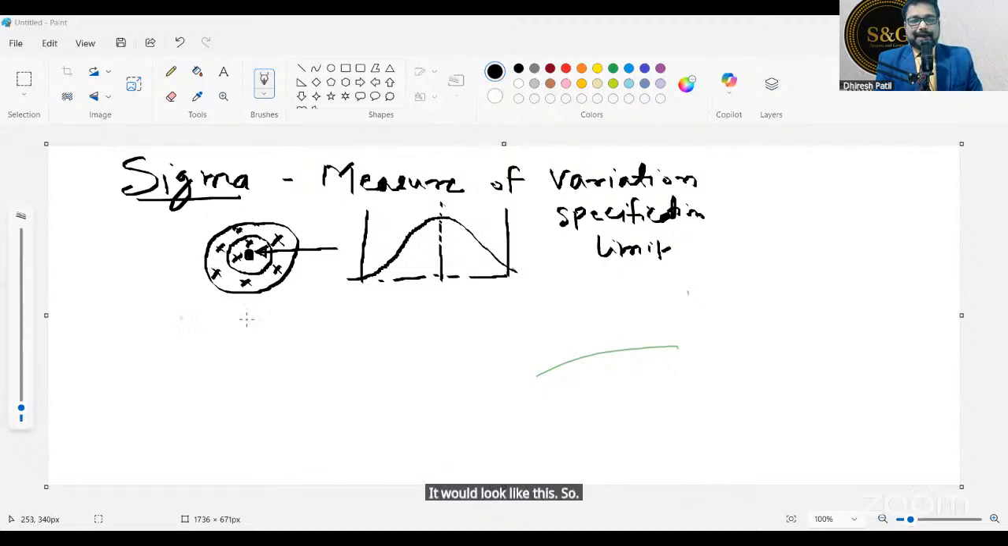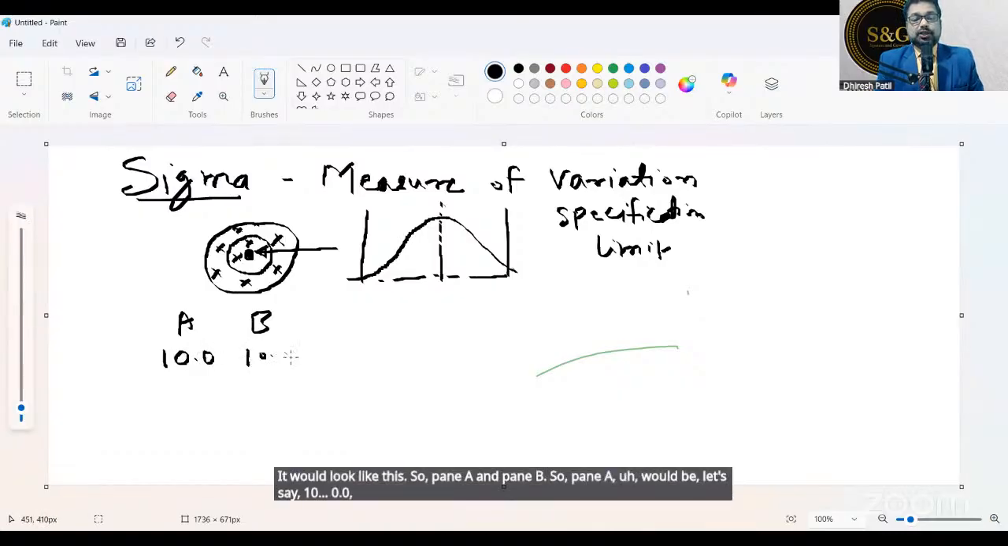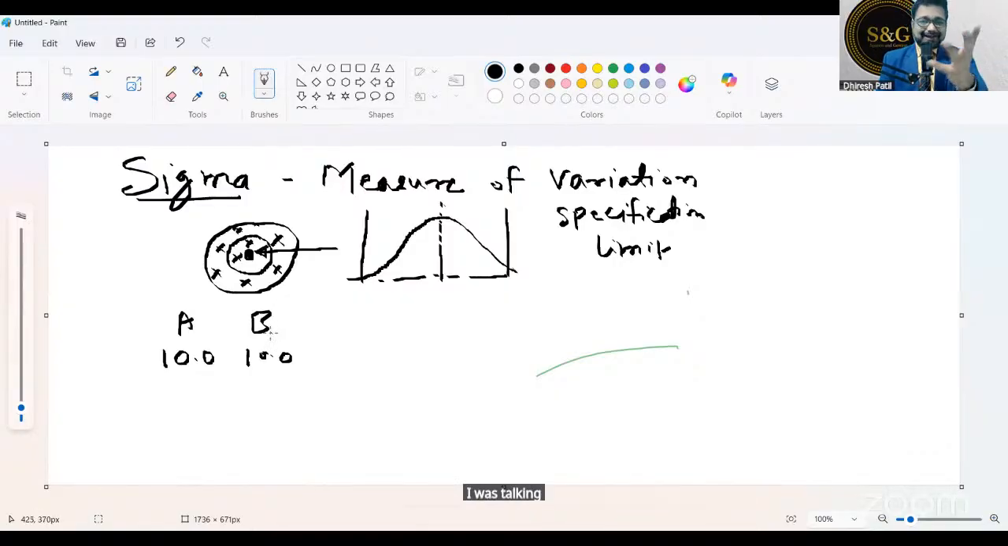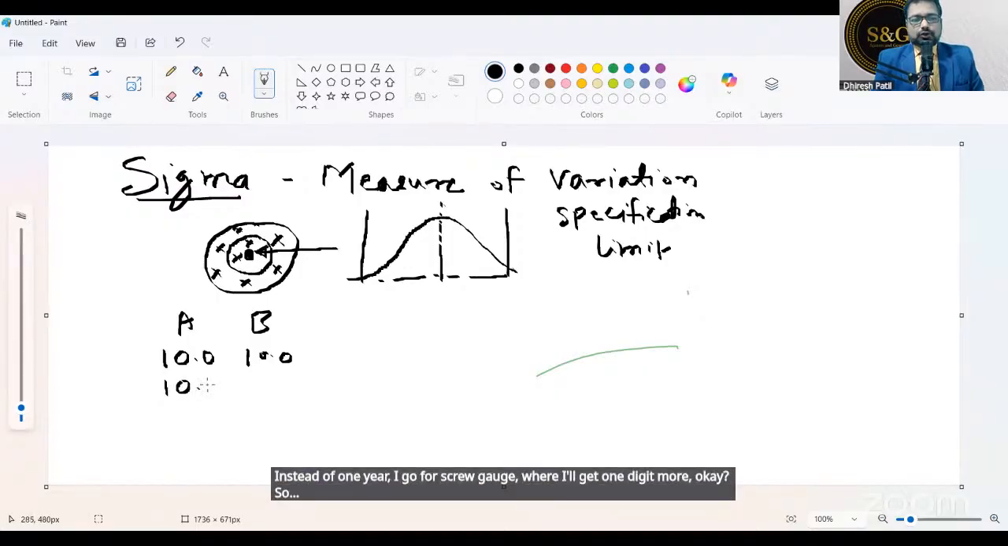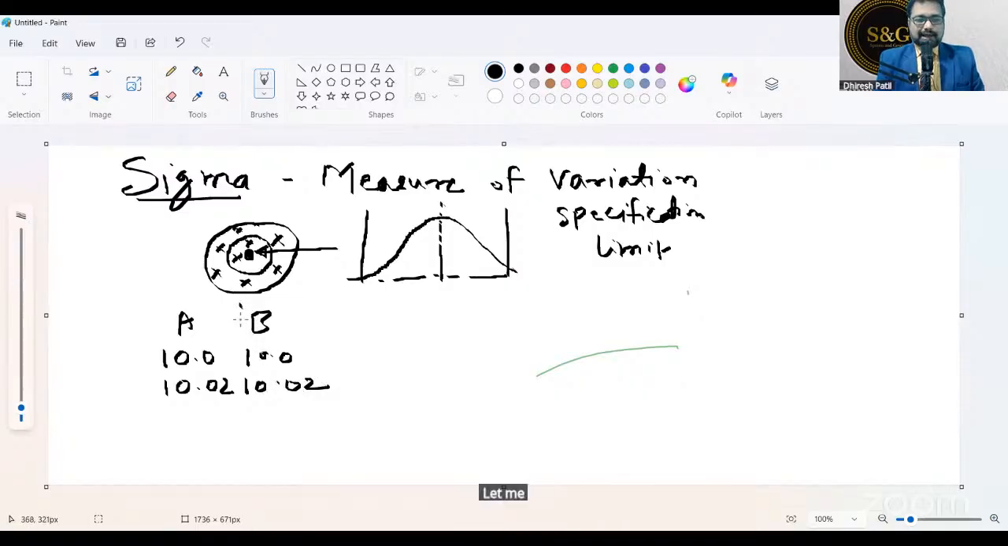So pen A and pen B. Pen A would be, let's say, 10.0 mm. I'm just giving a very raw example. One pen is 10 mm, the other pen is 10 mm. So you'll say, see, I was talking about it, it's exactly the same. Now if I increase the resolution of the scale, instead of vernier, I go for screw gauge, where I'll get 1 digit more. I will get 10.02 here as well. Let me draw a line here. So you will say, see, it is exactly the same.